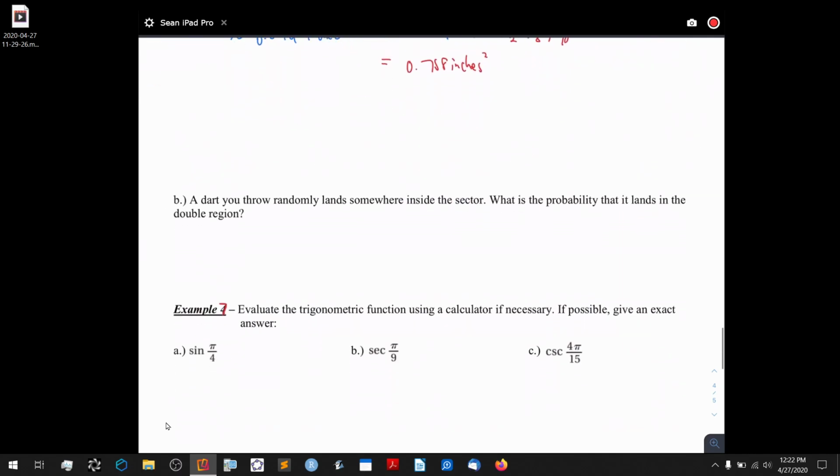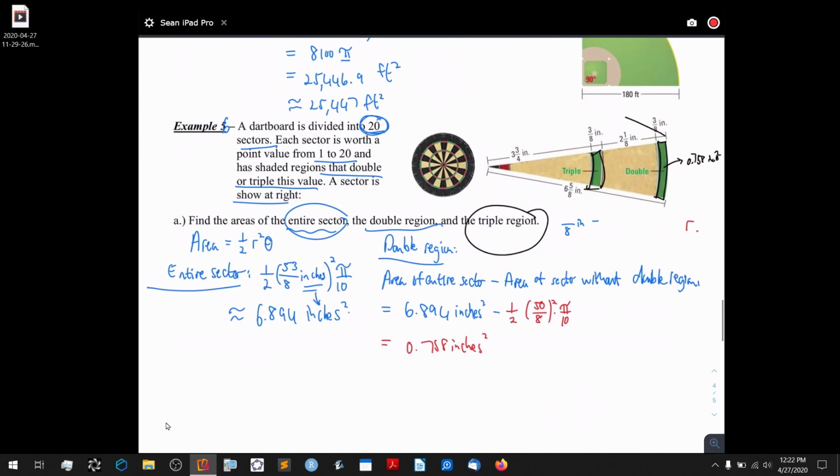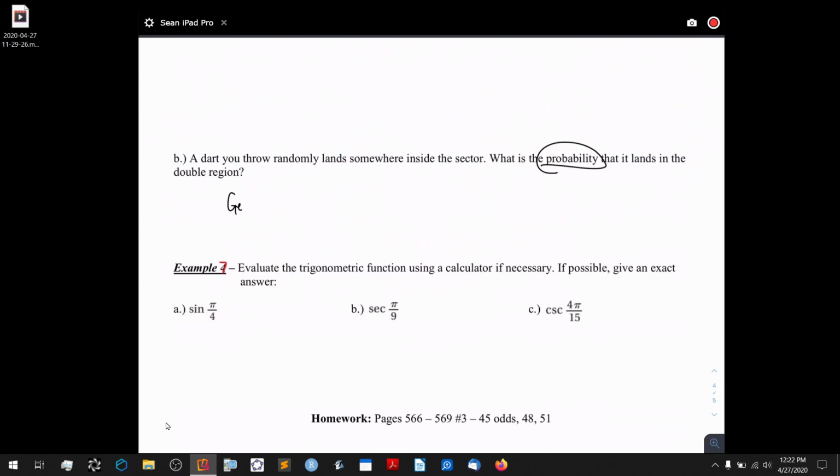Okay, and then part B says, a dart you throw randomly lands somewhere inside the sector. What's the probability that it lands in the double region? Now this is something that you really should have done in geometry class. I'm not sure if you did, but there's something called geometric probability. So it's a question about probability, and now we're talking about geometry because we're talking about shapes. So this is a geometric probability question.